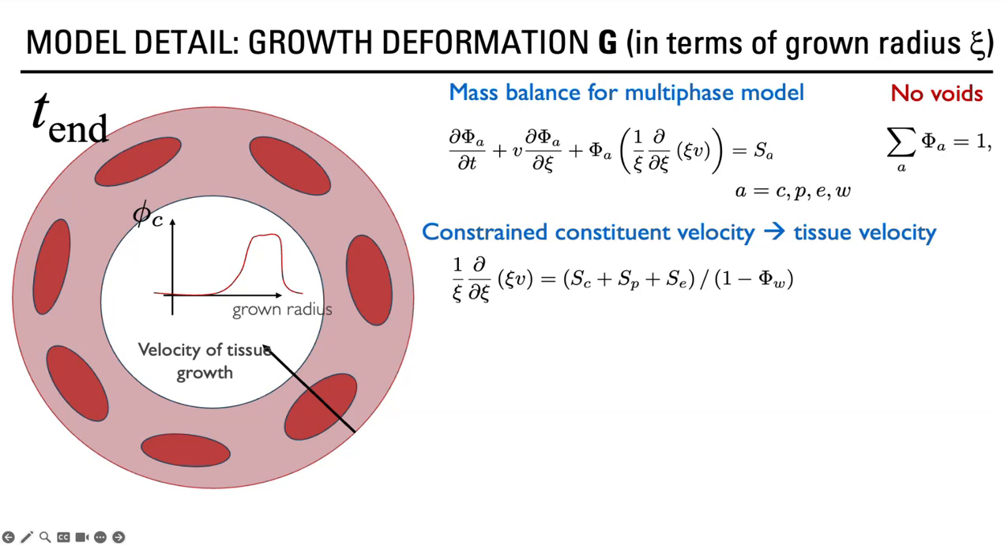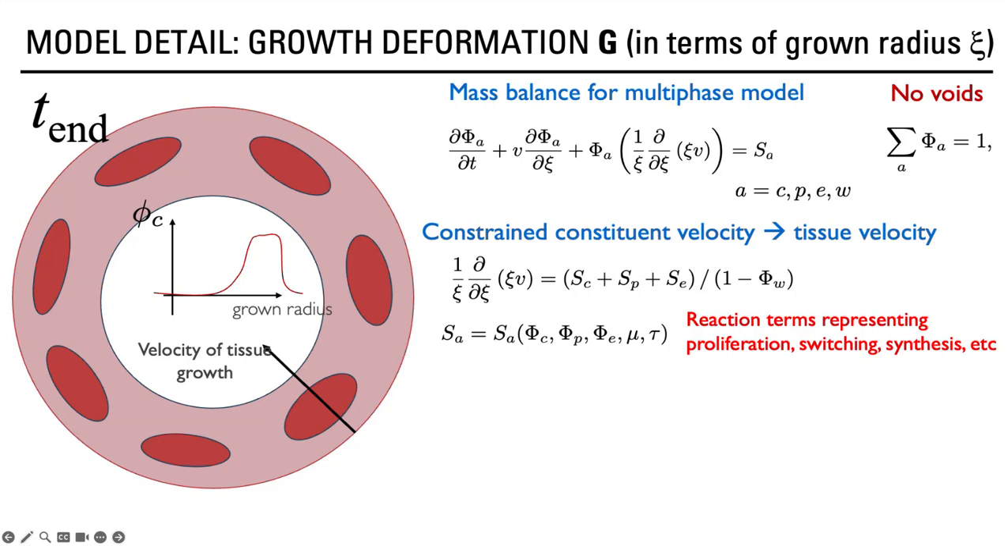For each of the four constituents, we can add up, well, 3, because they're the only ones that are changing. The water remains constant. Add up the 3 constituent equations for the 3 constituents, and you end up with this equation here. S represents the source terms that represent the biology that I described. So we now have an equation for tissue velocity. So the source terms are functions of our 3 constituents and also inflammation and stress. Just something to bear in mind.